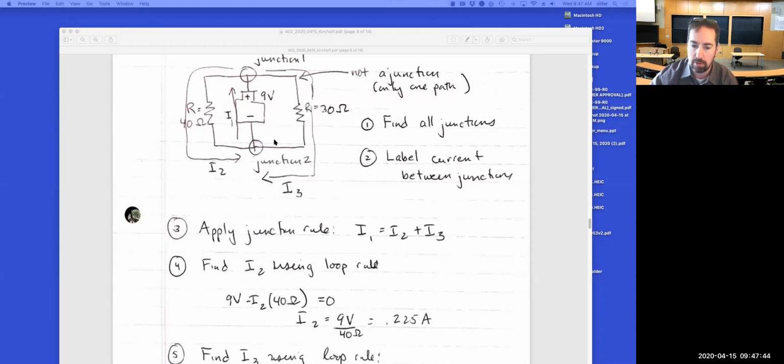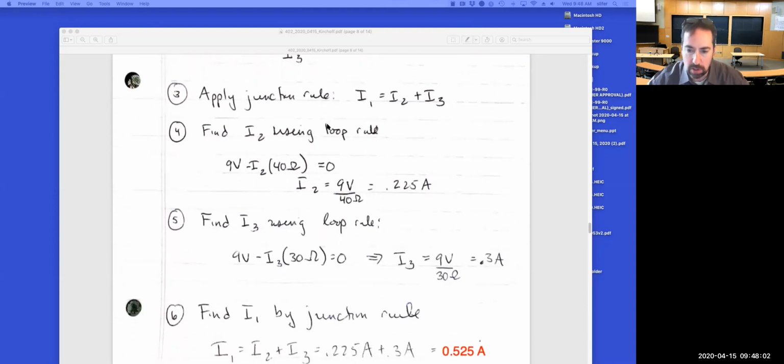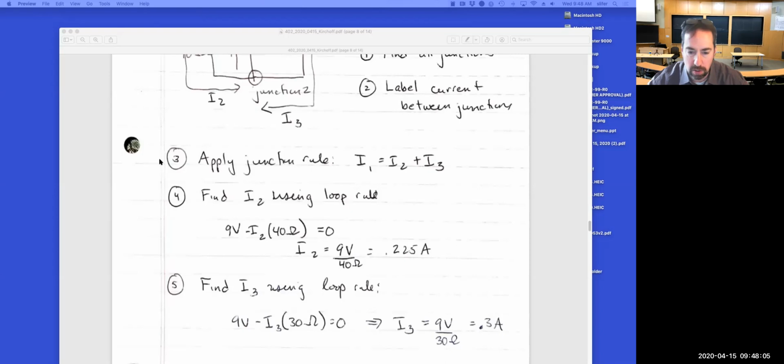Now what the heck is happening over here? We'll do the exact same thing in this loop. I have a 9-volt increase going from negative to positive, or from lower potential to higher potential. And I'm going to have a voltage drop as I go across this 30 ohm resistor. So let's take a look at the math of this one. I can't get the picture and the math on the same page, sorry about that. But we have plus 9 volts as we go up through the battery, and then minus I3 times 30 ohms as we fall through that resistance. And here I can solve for I3, which is 9 volts divided by 30 ohms, which is 0.3 amps.